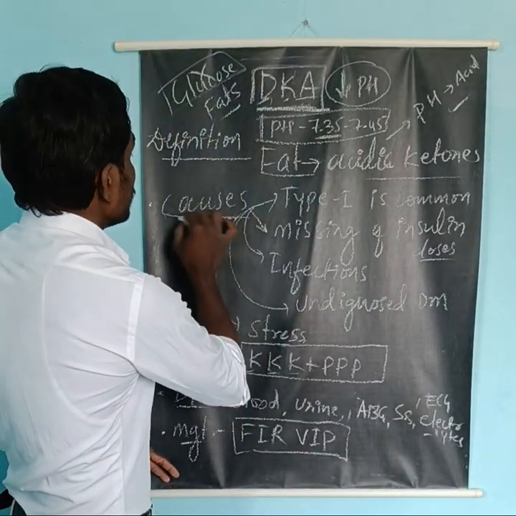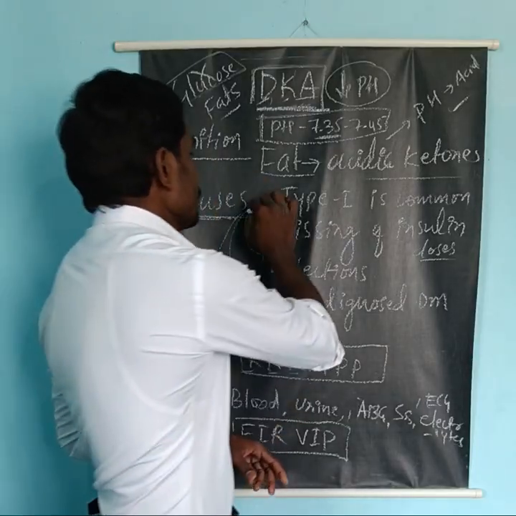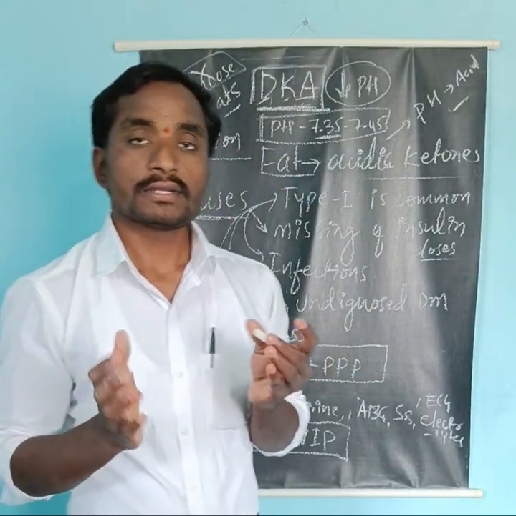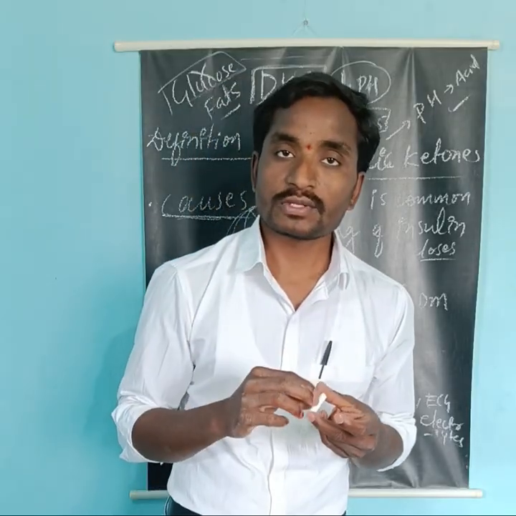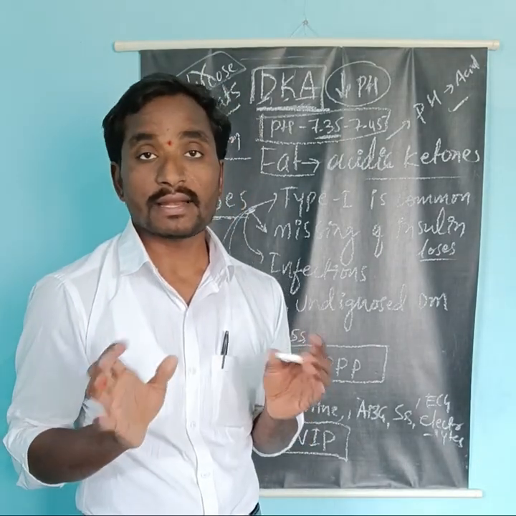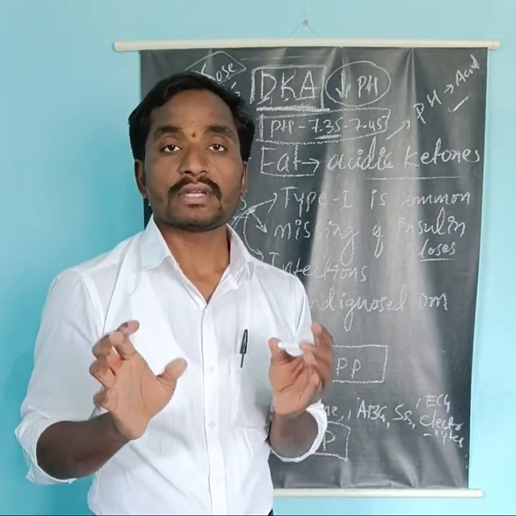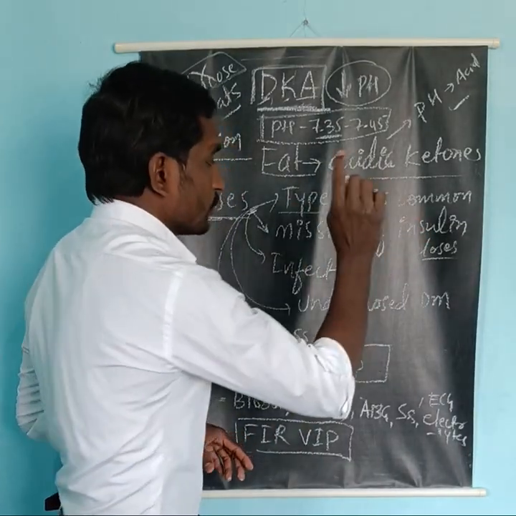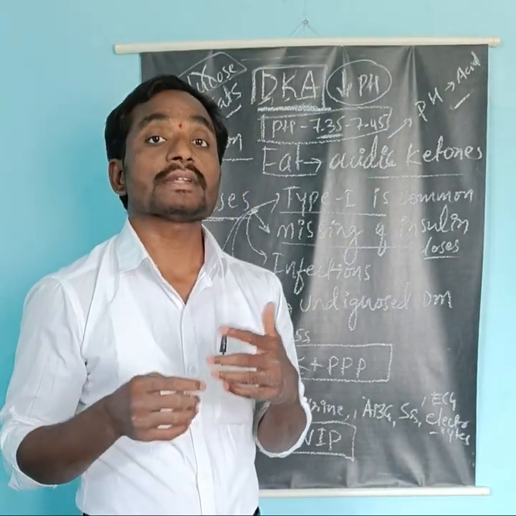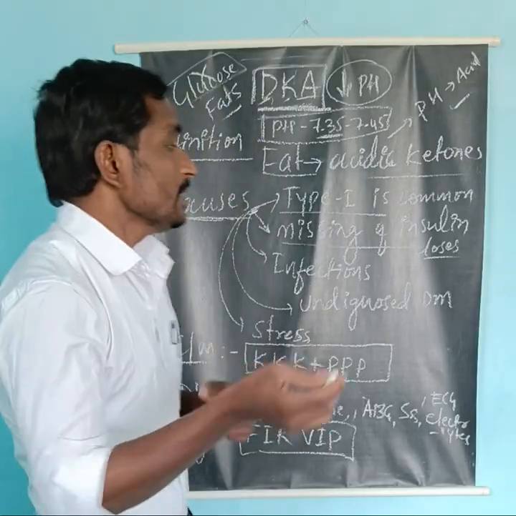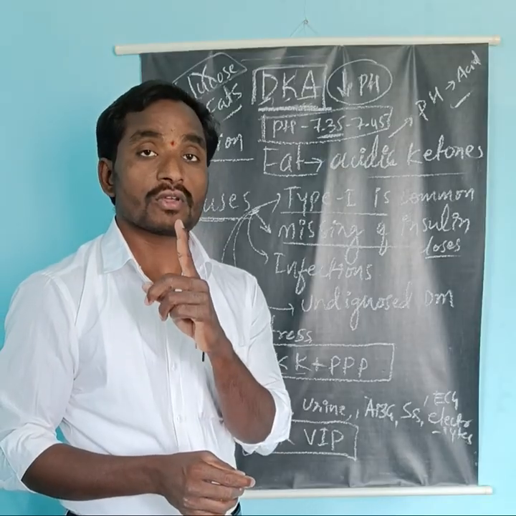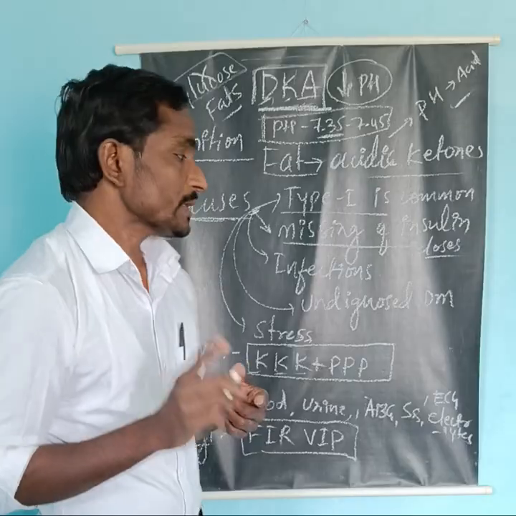Now come to the causes of diabetic ketoacidosis. Type 1 diabetes mellitus is the most common cause, but type 2 diabetes may also cause diabetic ketoacidosis. It is most important as the first complication of untreated, undiagnosed diabetes mellitus. In type 1 diabetes mellitus, missing doses of insulin is very common, when persons skip their medical treatment or are not taking their regular daily insulin. It is also a contributing cause for developing diabetic ketoacidosis.